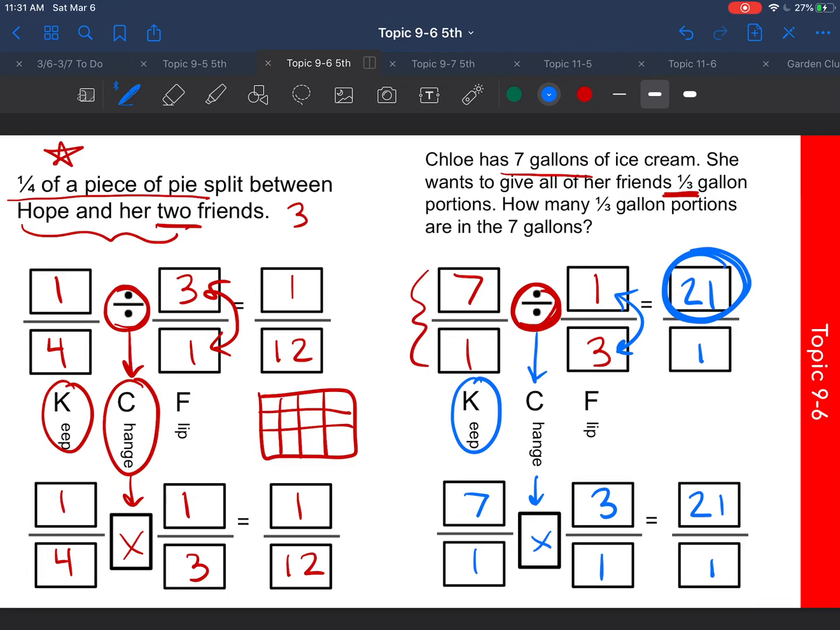But again, keep, change, flip is a pretty straightforward way, and we use it only when we are dividing with fractions. If we're just regular dividing, okay, you don't use it. If we're multiplying fractions, you don't use it. We only use it when we're dividing and we're dealing with fractions. All right, so complete that Google slide.